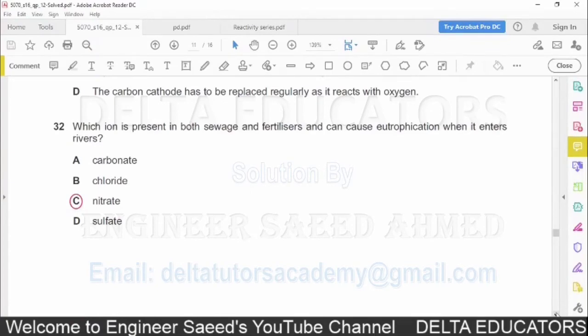Question number 32. Which ion is present in both sewage and fertilizer and can cause eutrophication when it enters river? Option A, carbonate, B, chloride, C, nitrate, D, sulfate. Both sewage and fertilizer contain nitrogenous waste. So definitely there will be nitrates. Nitrate is given in option C. So correct option, option C.